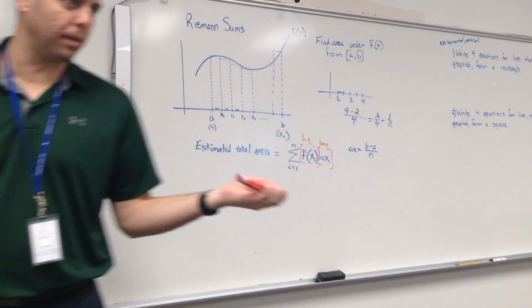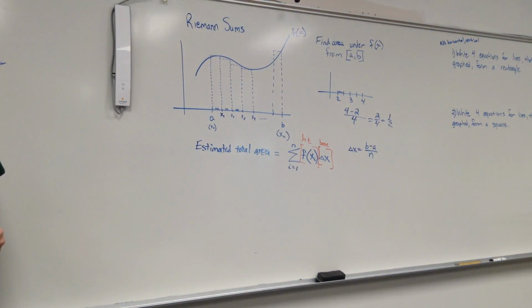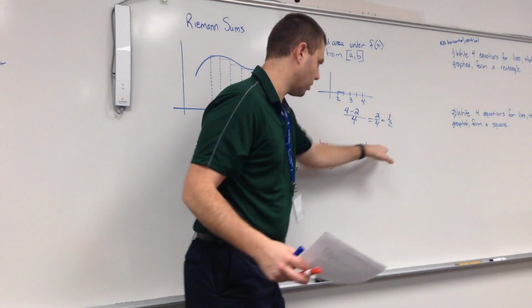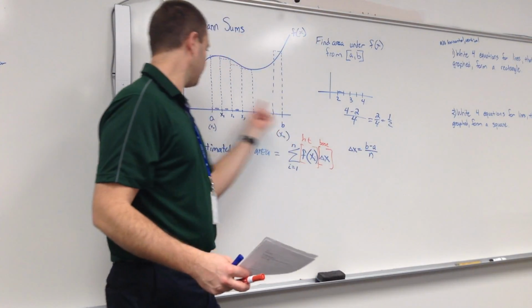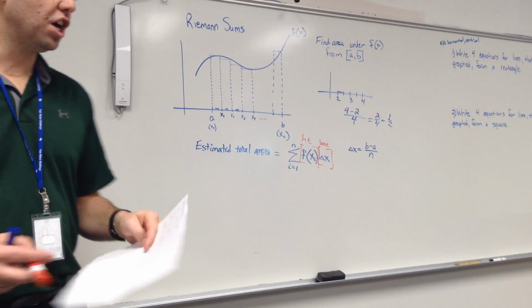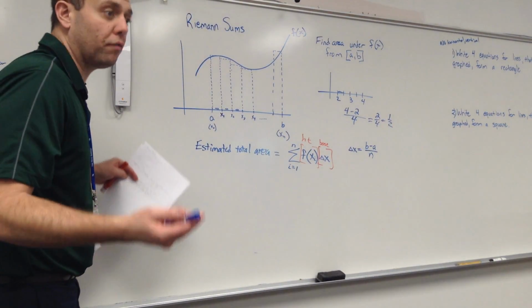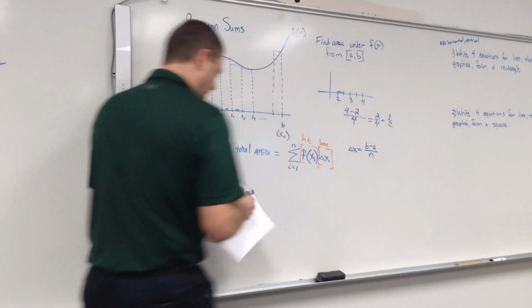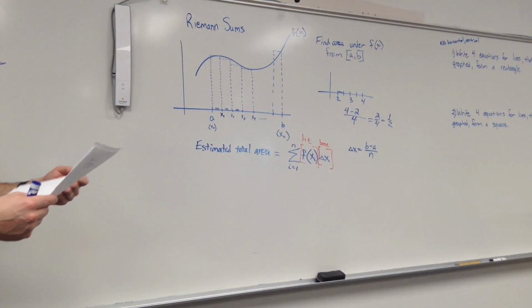Is that making sense to people? Yes or no, guys? Yeah. We're okay with this. B minus a divided by n, where n represents the number of intervals, the number of rectangles, if you will. Okay? So delta x is b minus a over n.